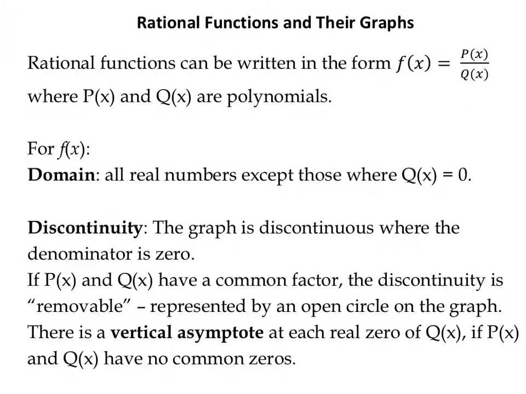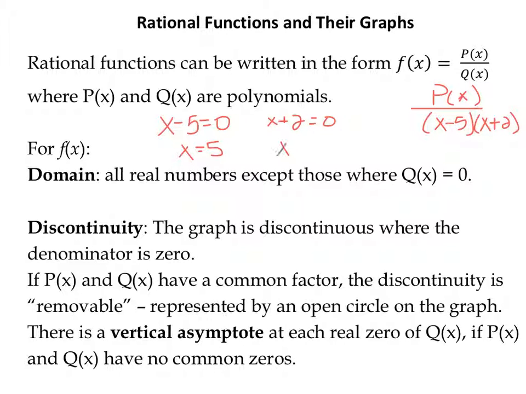So if, for instance, we had a function where the denominator, we just have q of x, we're not worried about the numerator, but if the denominator was x minus 5 and x plus 2, we would want to make sure that we didn't have any x values that would make x minus 5 equal to 0 or x plus 2 equal to 0. Because if I plug those in, I'll get denominators of 0 if I put in a 5, or here if I subtract 2 on both sides and get negative 2. So we'd say our domain is all real numbers except x equals 5 and x equals negative 2.